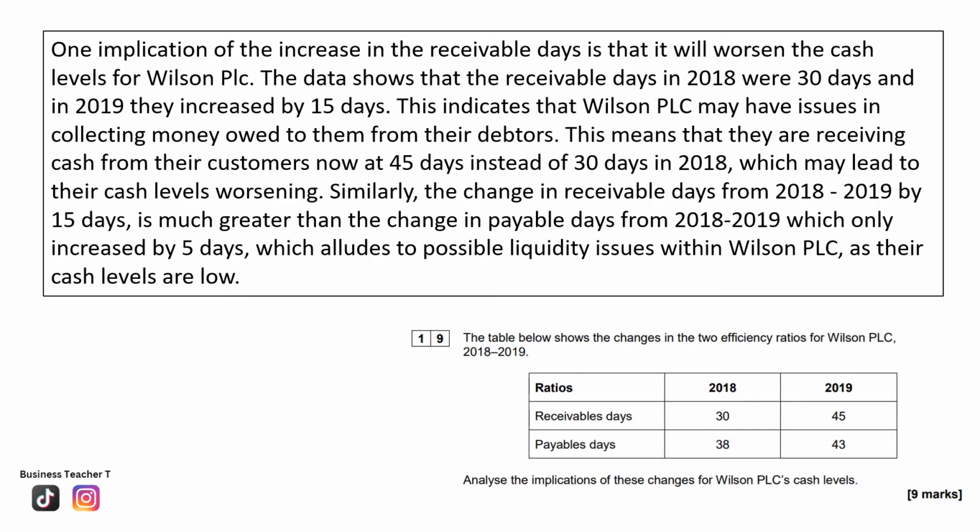This is our first paragraph and we are linking our wording to the question as well. The question states analyze the implications and the first sentence is one implication. So we're getting straight to it. You can see that there are links to context throughout, making reference to the receivable days and the payable days and so forth, and the specific years. So very much linking to the context that was given in the data, and showing good knowledge about receivable days and payable days.